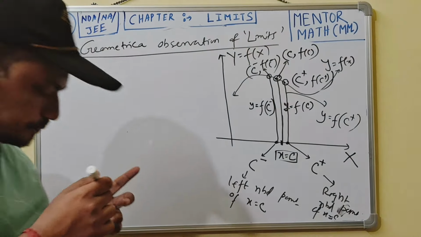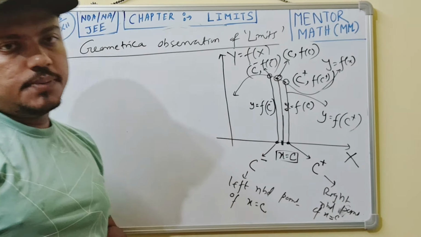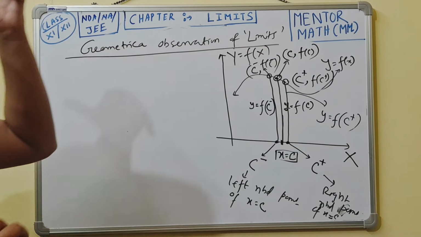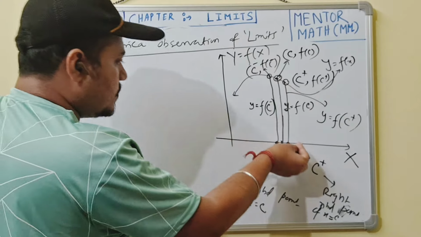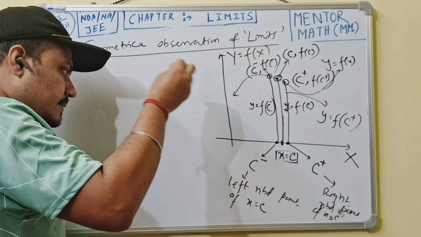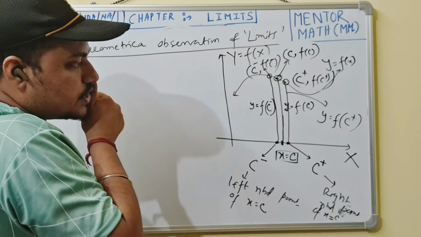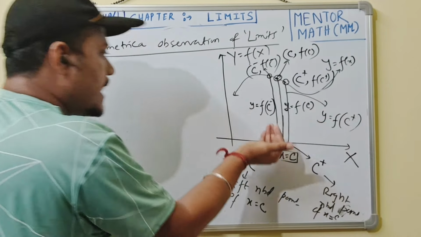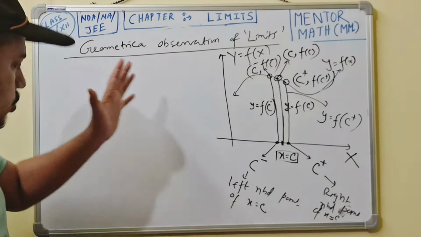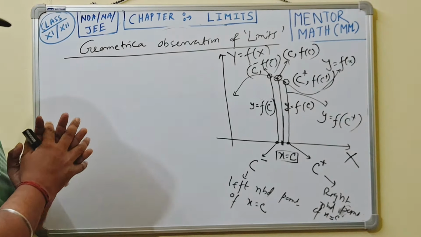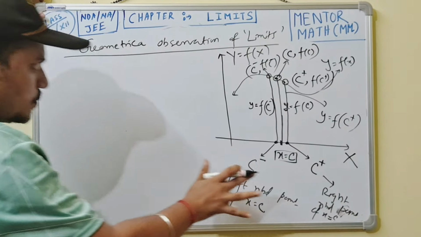Okay, so now you observe that if I take x equal to c, a particular point, and using the limit concept, we can easily find the neighbor points of c, which are c plus and c minus. In that situation you can also find the y coordinates: one is f of c plus, another is f of c minus. Now comes to limit existence, the geometrical approach. This is your overall geometrical observation.